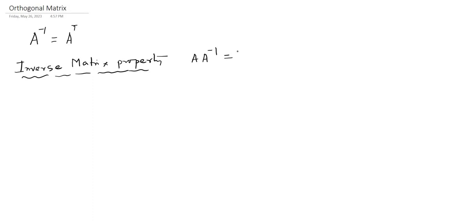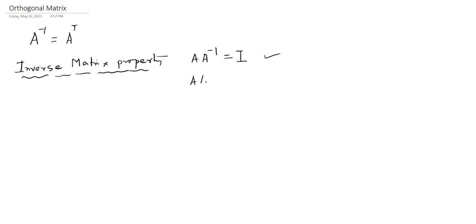Let's write down that inverse matrix property. You will be surprised why I'm talking about inverse matrix when we are talking about orthogonal matrix. The inverse matrix property is that if it has an inverse matrix, then the product will be the identity matrix. Now when we are talking about an orthogonal matrix, we know that the inverse is equal to the transpose. So we can write it this way also, right?